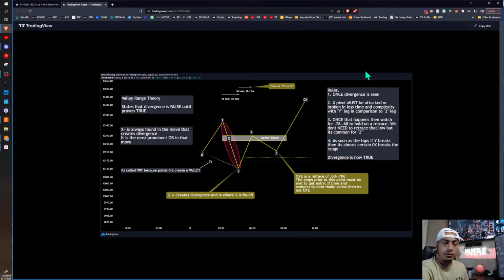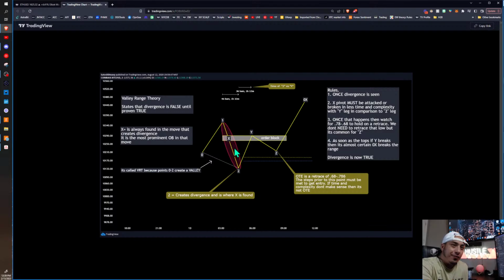Cool. So this little sucker is called value range theory. It's just all about divergence. It's understanding how divergence works and when divergence can be true or false. That's all it says. So this is indicating a bullish divergence. 0 is the first point, the lowest point on RSI or SRSI. Then you get your 1 point, and then your 2 point will be your lowest point on price.